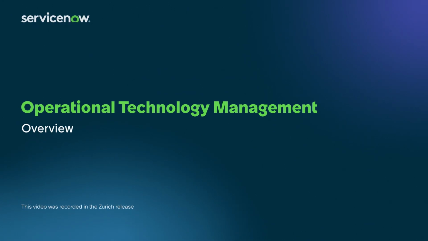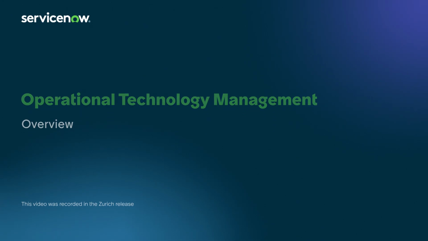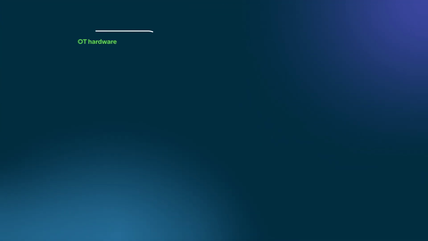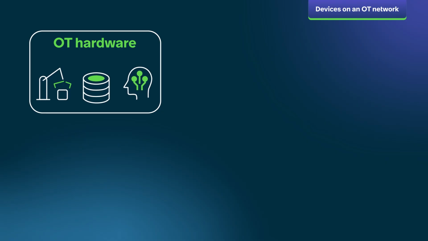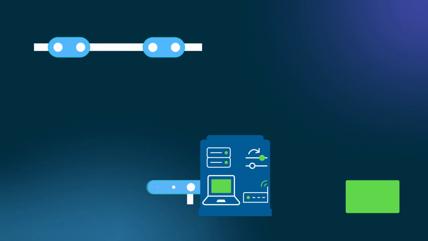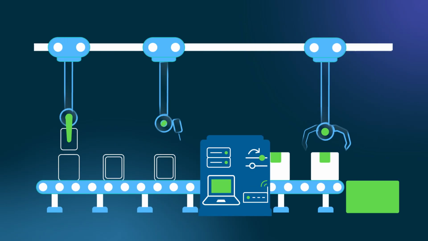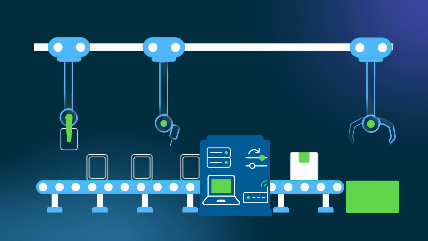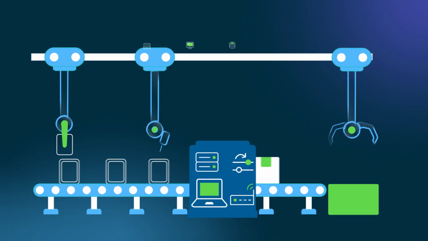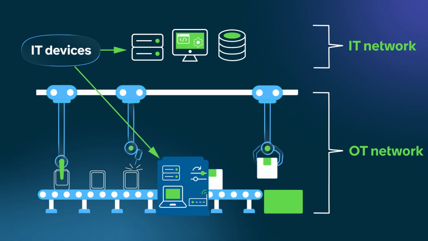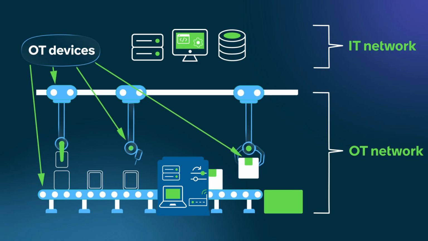With ServiceNow Operational Technology Management, you can streamline operations, boost productivity, and reduce downtime on the production floor. At ServiceNow, we think of operational technology, or OT, as all the hardware, software, and workflows that automate industrial processes, taking raw materials and producing finished goods. We can divide the OT environment into an OT network, where production takes place, and an IT network. IT devices exist on both networks, but OT devices exist only on the OT network.